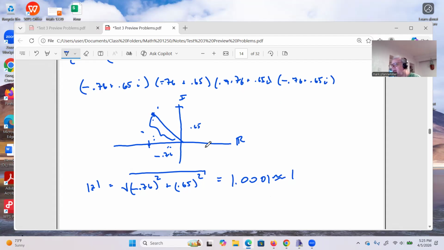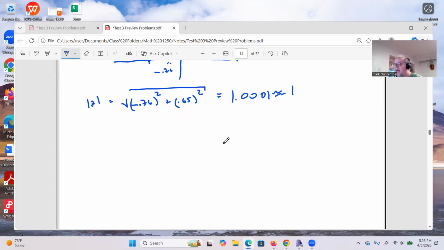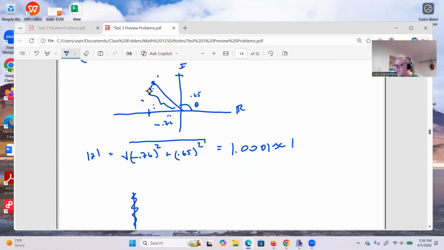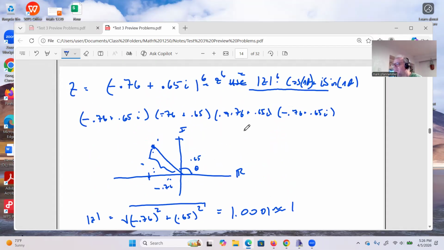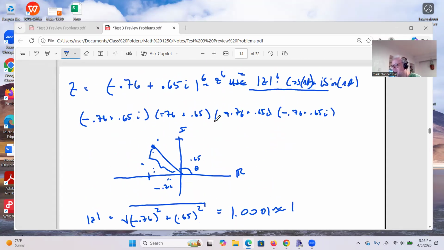Now, the next part of the problem is a little bit tricky. We have to figure out what this angle is, and here's why I graphed it. We know that the tangent is equal to the opposite over the adjacent. So tangent of theta is equal to my i value, 0.65, divided by 0.76. I put the negative out there just to make sure.